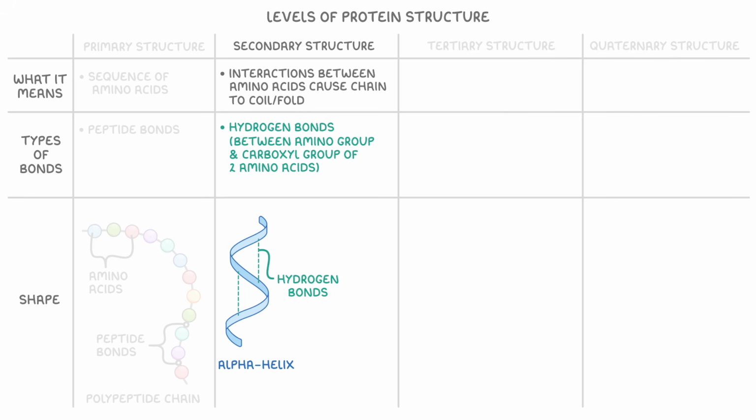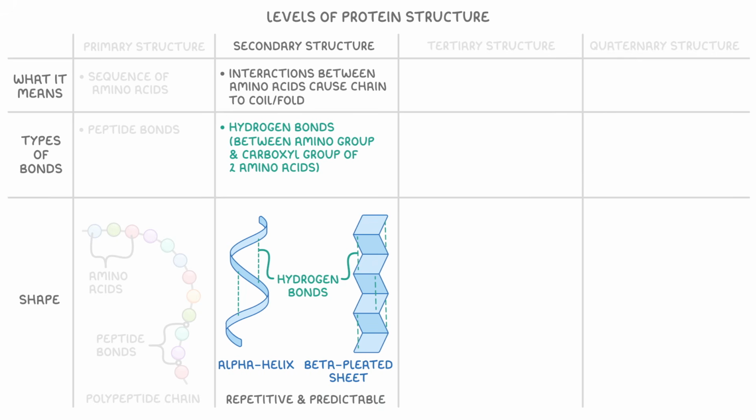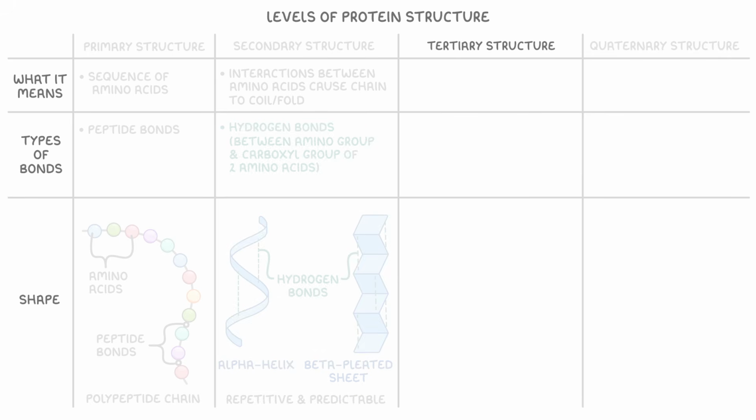Alternatively, these interactions can cause a zigzag shape like this one to form, and this is called a beta-pleated sheet. In a beta-pleated sheet, the hydrogen bonds forming between different amino acids in the polypeptide chain cause the chain to fold instead of coil. And something important here is that this coiling or folding in the secondary structure is more repetitive and therefore easily predictable than the structures are in the next level up, the tertiary structure.